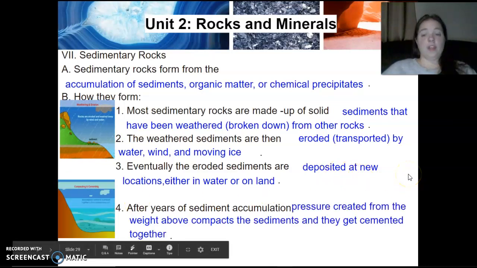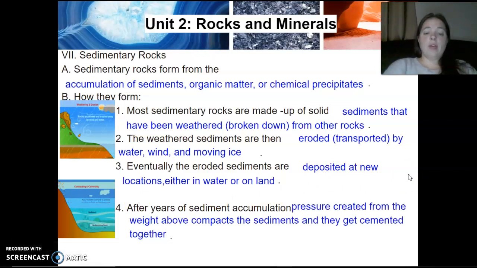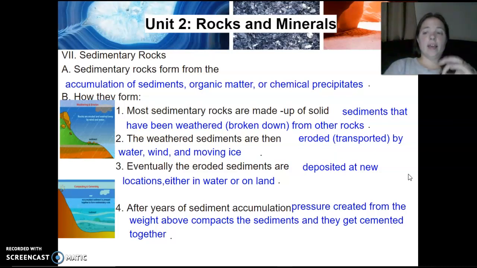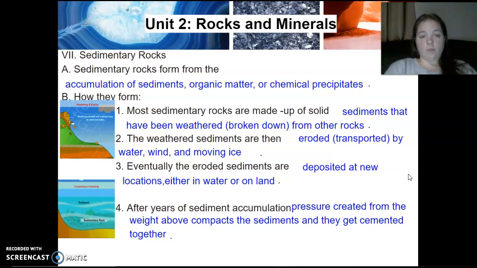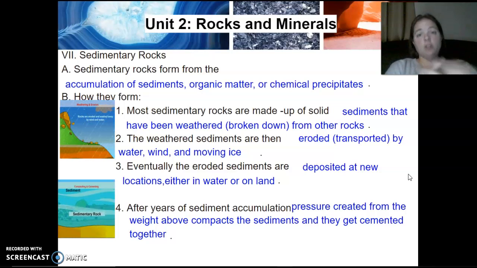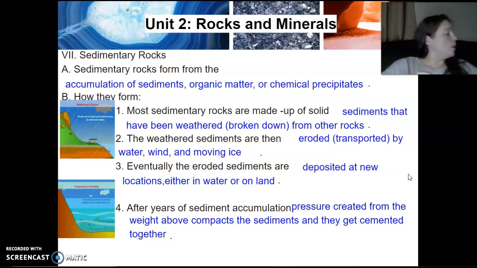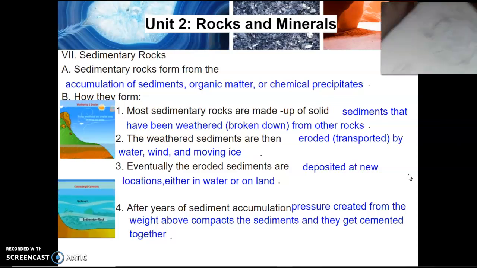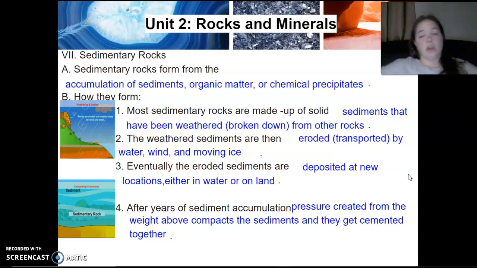After years of this accumulation, the pressure created from the weight above compacts the sediments and they get cemented. So those two words are really, really important: compact and cemented. Sedimentary rocks are formed by compaction and cementation, which you can actually see when you look right here on the reference table in your rock cycle.